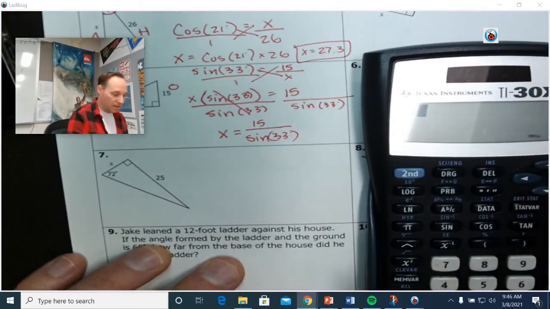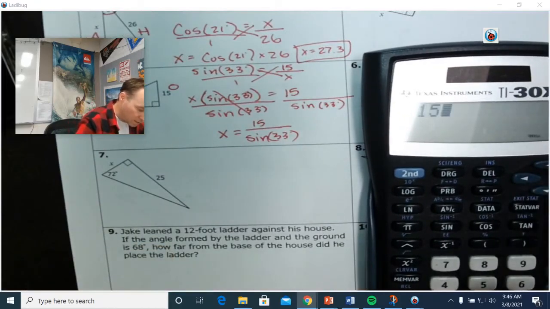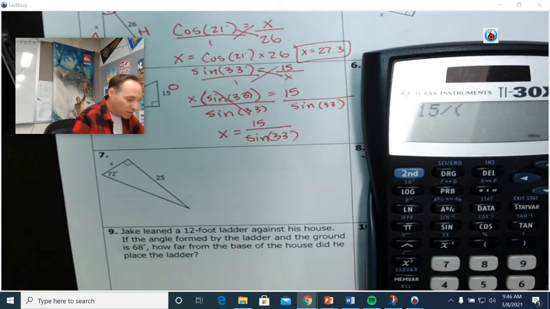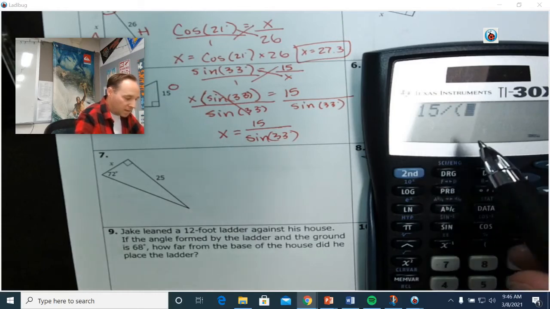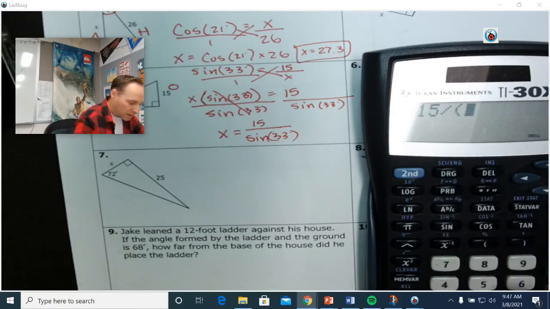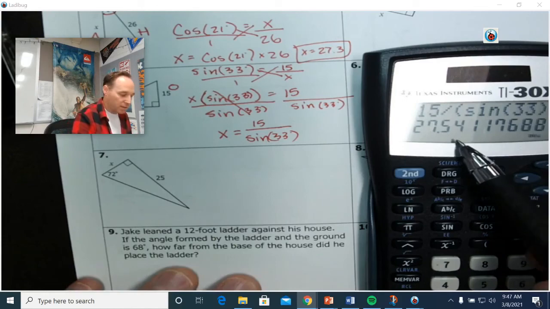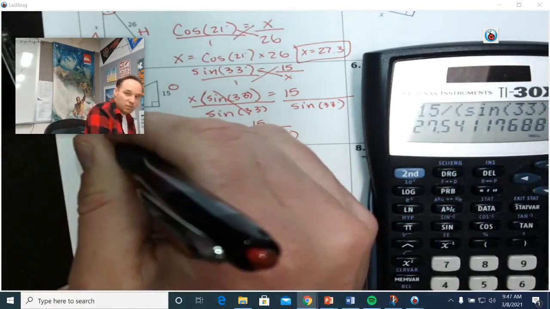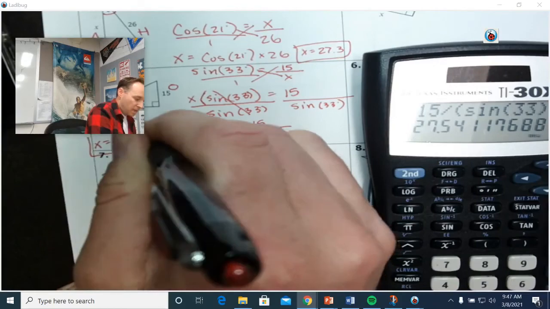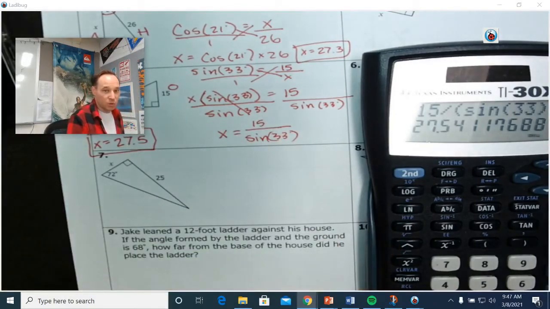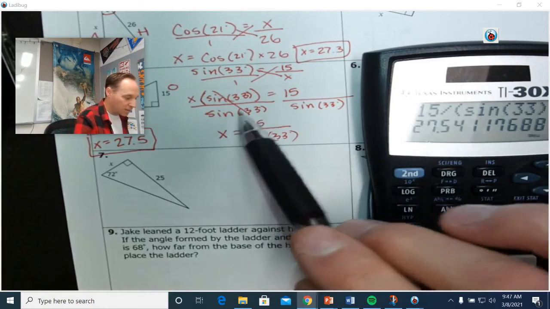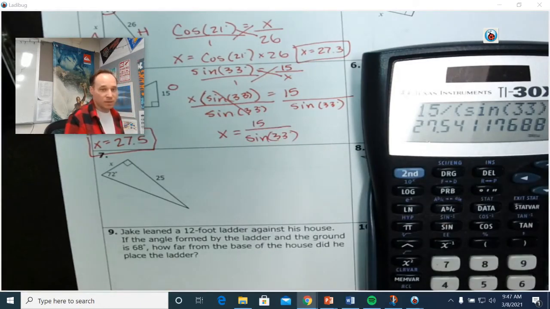And let's go ahead and do that. So I say 15 divided by, I like to put this in parentheses just because I want to make sure my calculator doesn't take 15 divided by the sine. So I like to do the whole thing, sine of 33 degrees, close those parentheses, and we get 27.54. This 4 makes that a 5, and we get x is equal to 27.5. So notice if we are solving our proportion correctly, once we get x by itself, we can just plug it into the calculator.